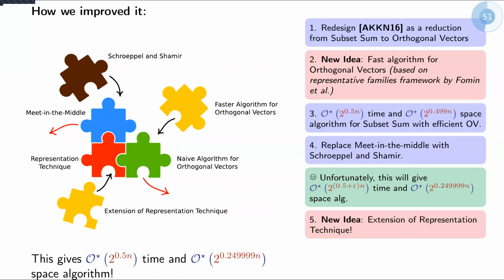So the second idea is to add some new ideas to the representation technique and arrive at this 2 to the n/2 time and 2 to the 0.24999n space algorithm. Okay, so that's basically the plan of the talk. I hope I will tell you about the first and second steps, and sketch how the fifth step is done. Any questions about this figure?